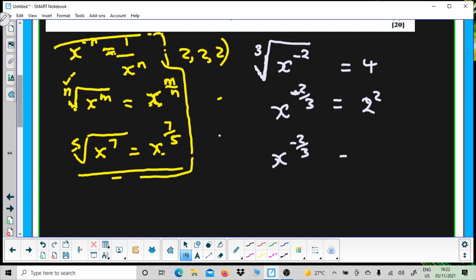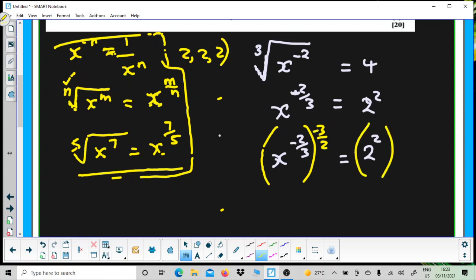I just copied that first. I am going to now raise to the power of a reciprocal. The reciprocal will be 3 over negative 2, but I would like to just write it like that. Whatever I do on the left-hand side, I'll do it on the right as well. With one exception here, we have just one little problem.